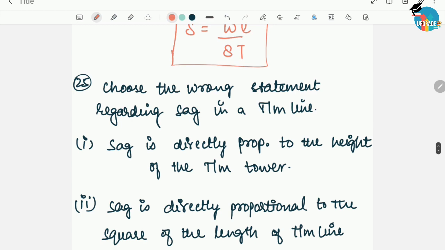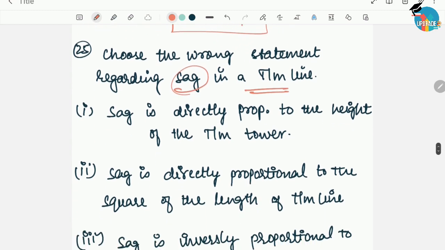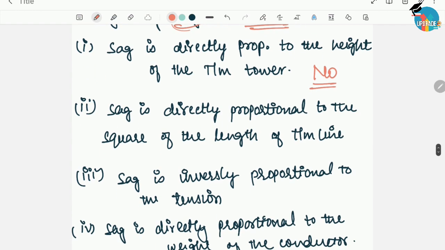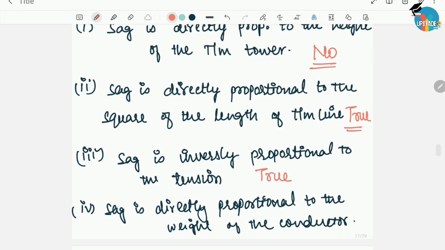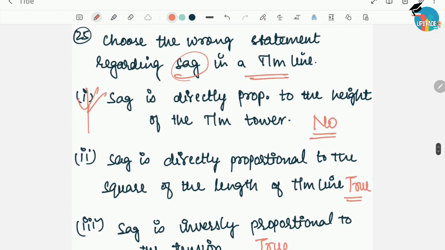Next is, choose the wrong statement regarding the sag in a transmission line. Using the above formula, omega L square by 8T is the formula for the sag. The statement asked was, sag is directly proportional to the height of the transmission line. No, it doesn't depend upon the height of the transmission line. Sag is directly proportional to the square of the length. True, it is a true statement. Next, it is inversely proportional to the tension. Again it is true. And the last statement was, sag is directly proportional to the weight of the conductor. Yes, this statement is also true. Only the false statement is option A. So this is the incorrect statement, and option A is the correct answer.